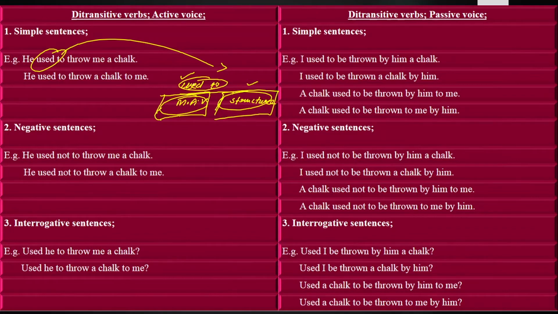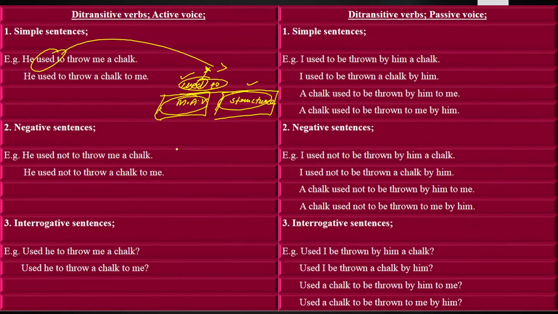And keep in your mind, in used to, the D is not pronounced. It is written, it is spelled, but it is not read. You will say used to, not useduh to. This should be in your mind. Used to, not useduh to. Clear? You'll read it without D.